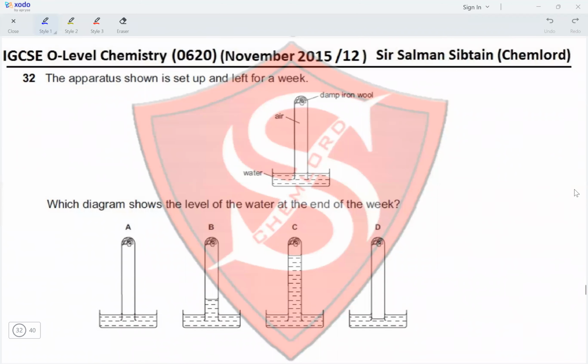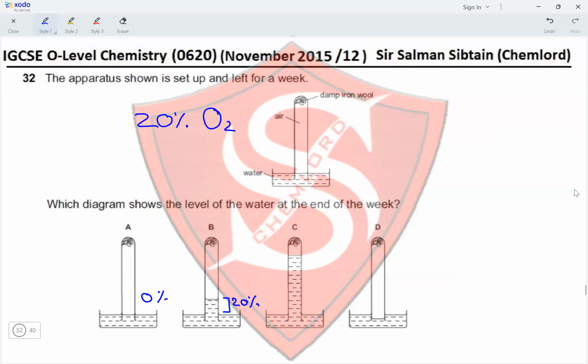Question 32. The apparatus shown is set up and left for a week. So we've got damp iron wool, we've got air, and we've got the tube inverted in a water trough. Which diagram shows the level of water at the end of the week? So the damp iron wool will react with oxygen in air. Since air contains 20% by volume of oxygen, 20% of air would be used up. It would react with iron. So 20% of water would rise up the tube.